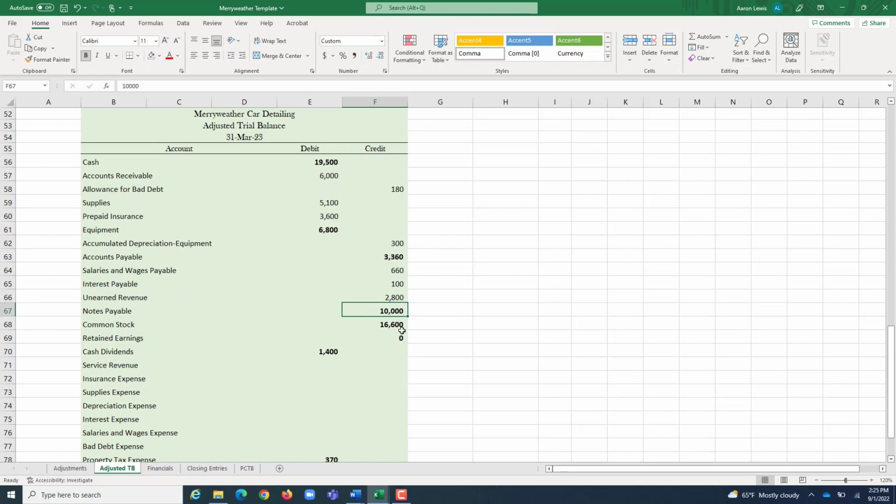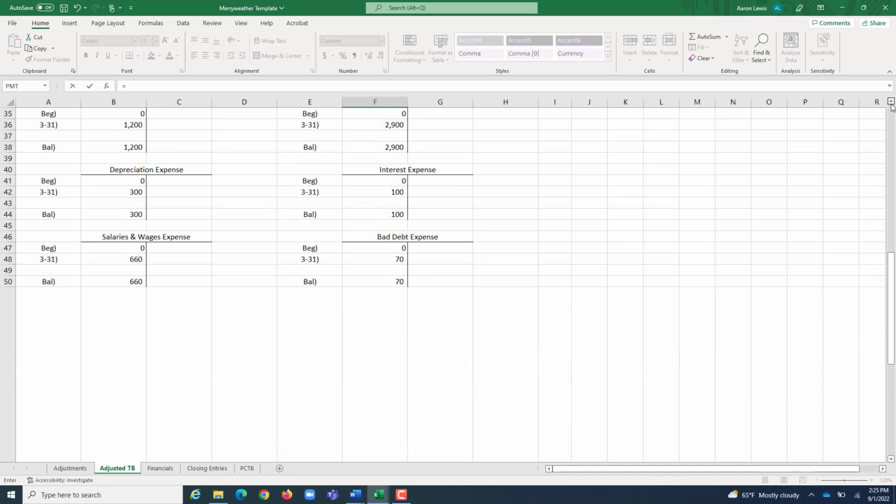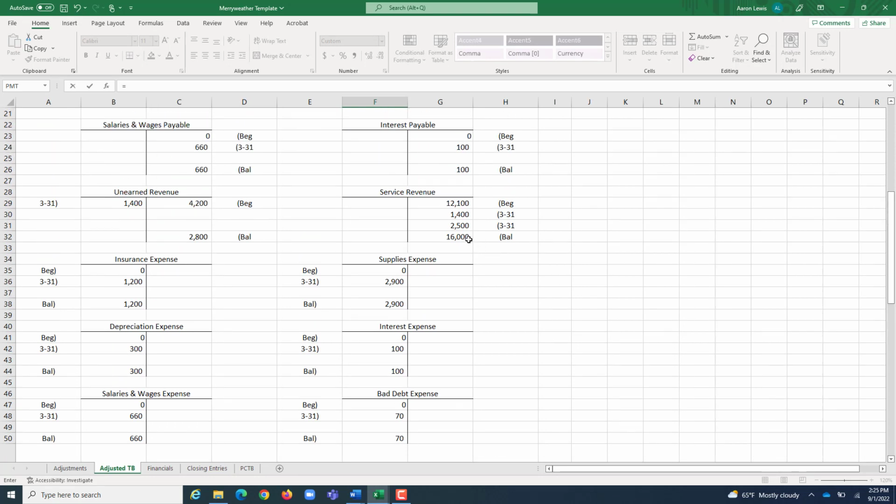We were provided with notes payable and common stock and retained earnings and cash dividends. I still got some more accounts I got to fill in. The first one that's left blank in here that I got to bring in is service revenue. Service revenue, like all revenue accounts, should have a credit balance. So I'm going to hit equals. I'm going to go up. I'm going to find my service revenue account, which has a balance of $16,000 on the credit side. I see it right here.